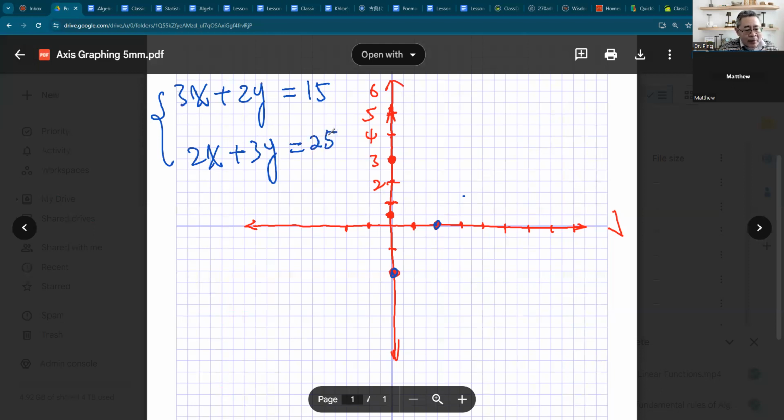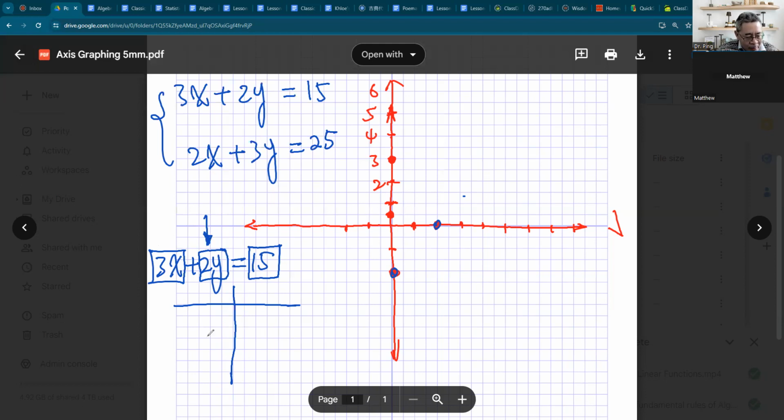So let's see how we do that one. Let's do the first one, 3x plus 2y equals 15. Notice that 2y is an even number, but the sum is odd, so 3x has to be an odd number. Odd plus even is odd. So that way, y will be an integer. Therefore we can pick one.